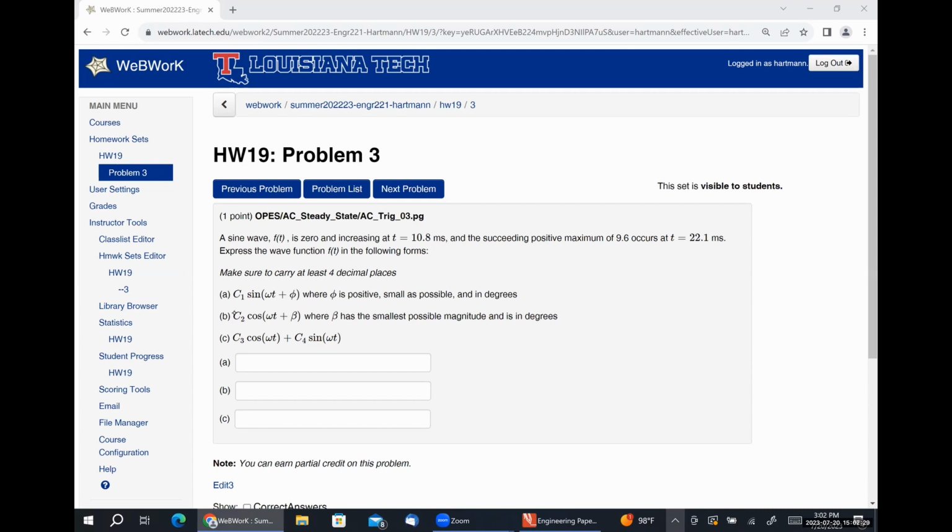Okay. So we are told that a sine wave f of t is 0 and increasing at t equal to 10.8 milliseconds. So I'm going to draw that.